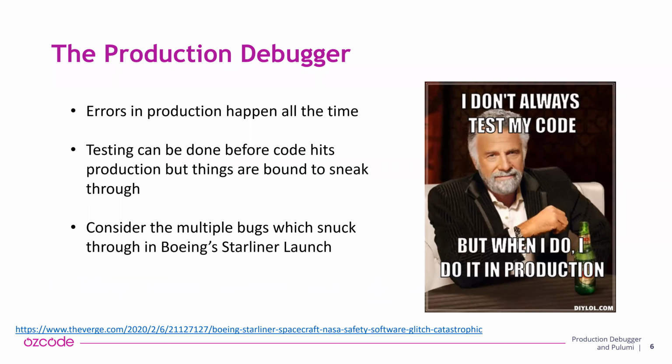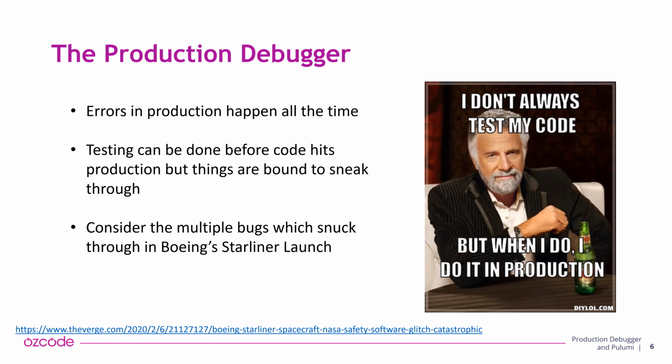this meme is a popular one on the internet. I don't always test my code, but when I do it in production. But this is actually a fairly legitimate thing to do. So errors in production, although we try and avoid them, they do have a tendency to creep in. And there could be a number of reasons that bugs are making it into production, even though you have really high quality unit tests checking your code, maybe you have integration tests checking against databases and against third-party services. There's always these little gaps where things can sneak in.